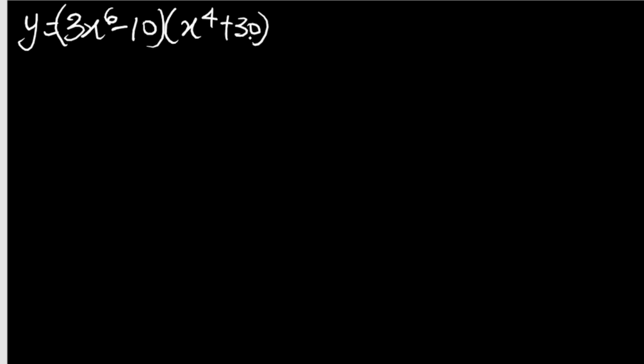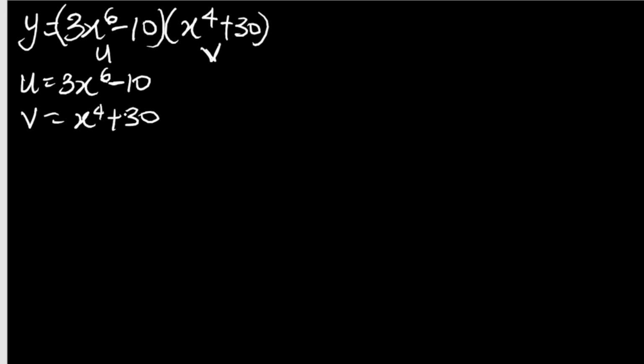So now let's assume that we were given something like this. Let's say we're given y equals 3x raised to the power of 6 minus 10, into the bracket of x raised to the power of 4 plus 30. As you can see, they are both multiplied together. We can say this should be our u and this should be our v. That is, u equals 3x raised to the power of 6 minus 10, and v equals x raised to the power of 4 plus 30.